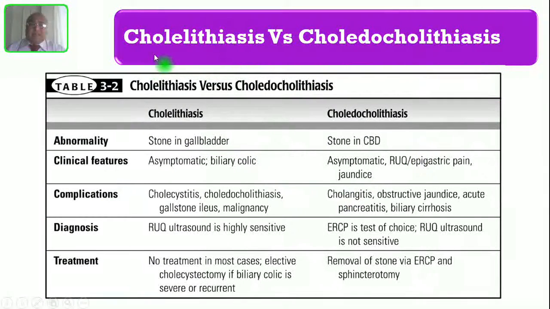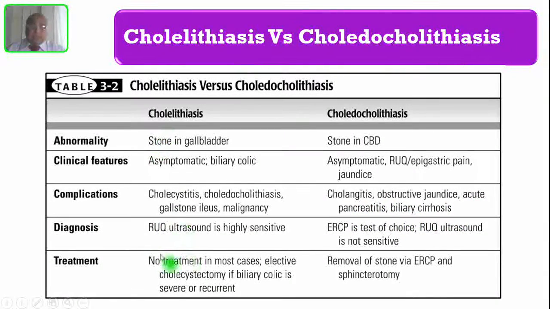So how will you clinically differentiate cholelithiasis, that is stone in the gallbladder, from choledocholithiasis, that is stone in the common bile duct? Cholelithiasis is stone in the gallbladder. Choledocholithiasis is stone in the common bile duct. Clinical features: cholelithiasis can be asymptomatic, but it can present with biliary colic. In choledocholithiasis almost 50% are asymptomatic. Patients can present with right upper quadrant or epigastric pain along with features of obstructive jaundice. Complications in cholelithiasis are acute and chronic cholecystitis, choledocholithiasis, gallstone ileus, malignancy, and pancreatitis. Choledocholithiasis complications are cholangitis, both ascending and suppurative, features of obstructive jaundice, acute pancreatitis, and biliary cirrhosis.